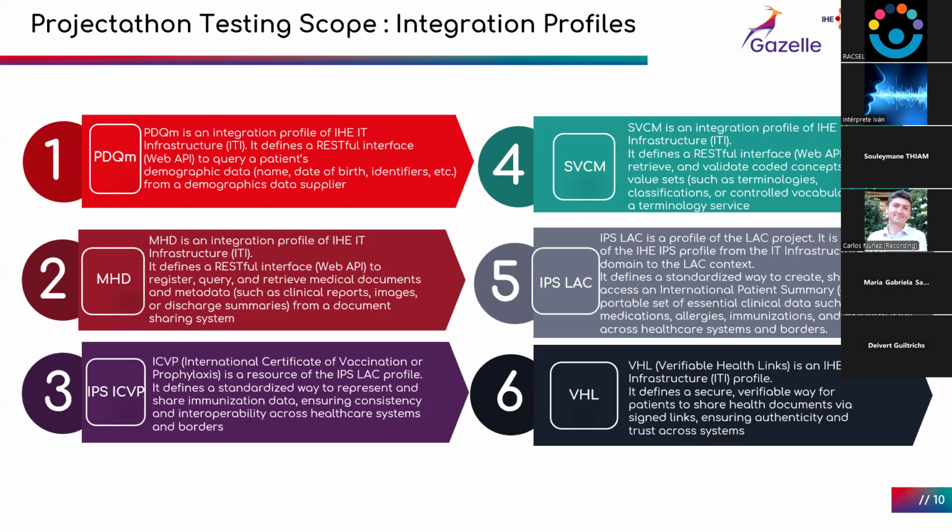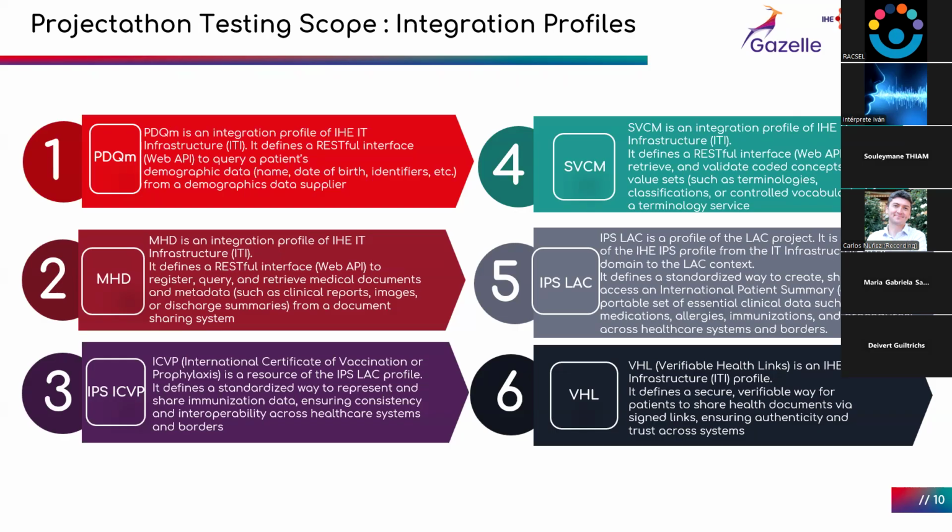VHL, the Verifiable Health Link. This is a profile you already know; you tested it last year. It defines a secure, verifiable way for patients to share some information from their patient summary via signed links, ensuring authenticity and trust across systems.